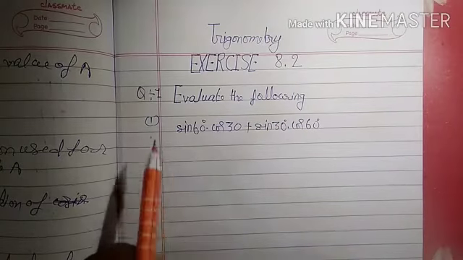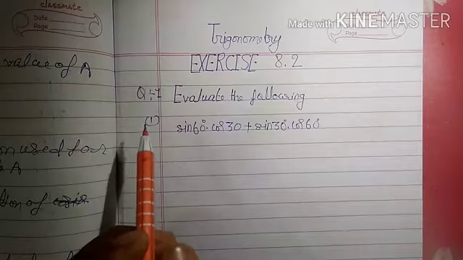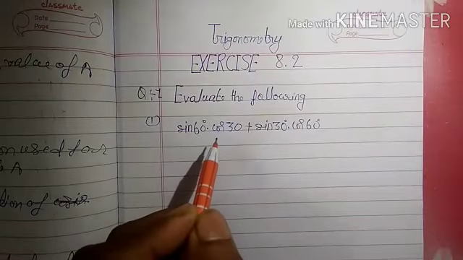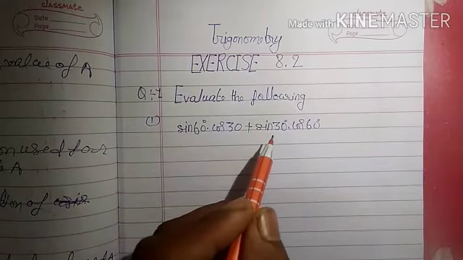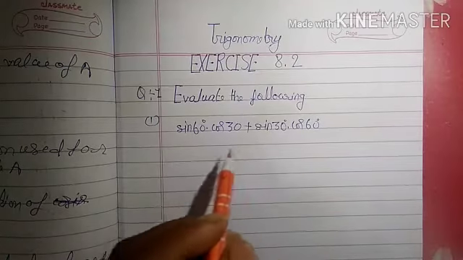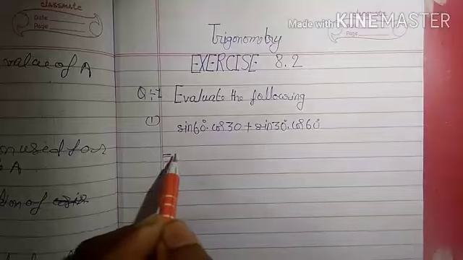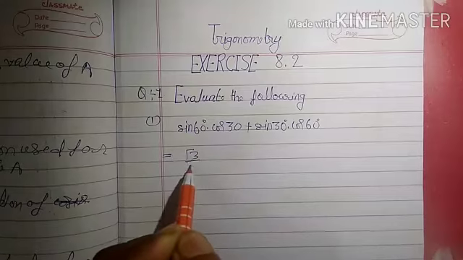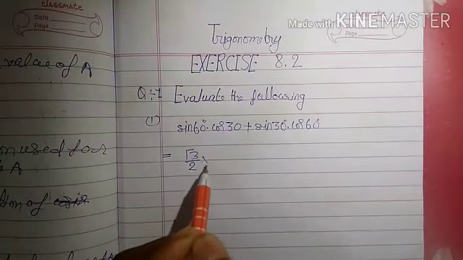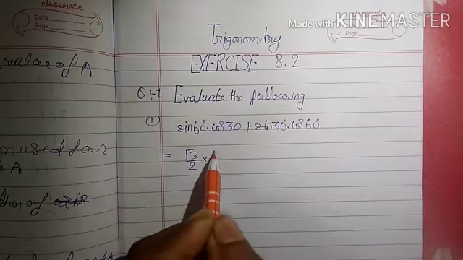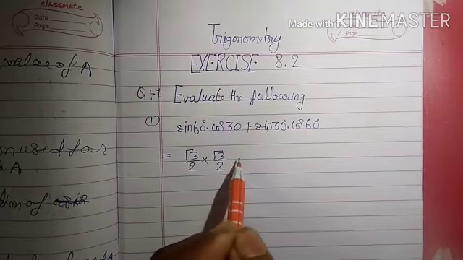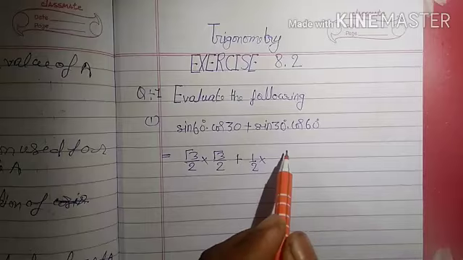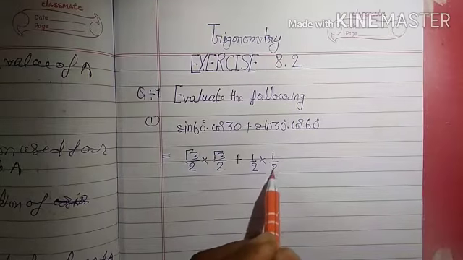Evaluate the following. Question number one, first part: sin 60 degree into cos 30 degree plus sin 30 degree into cos 60 degree. We have to find the value. So we can write the value of sin 60 degree, that is square root 3 by 2, into cos 30 degree, that is square root 3 by 2, plus sin 30 degree, that is 1 by 2, into cos 60 degree, which is equal to 1 by 2.